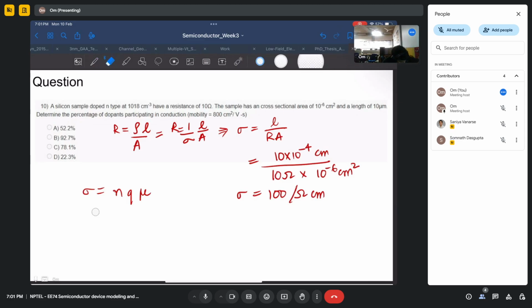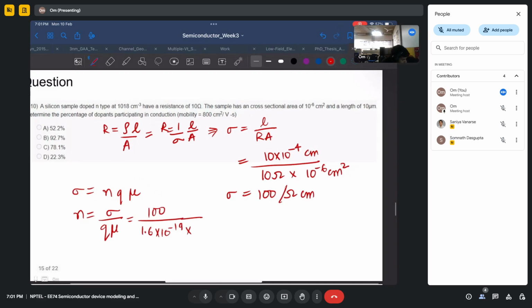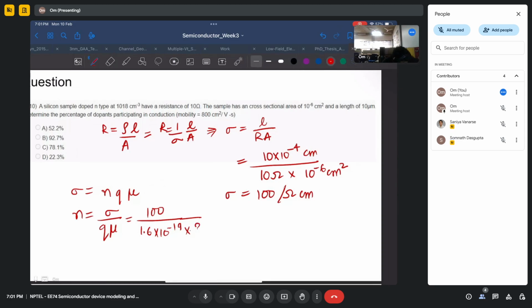So here we know sigma, q we know is a constant, mobility is also given. We have to find n. So n is sigma by q mu, equals 100 upon q, which is 1.6 into 10 to the power minus 19, and mu is 800. If we solve this, we get n is 7.815 into 10 to the power 17 per centimeter cube.